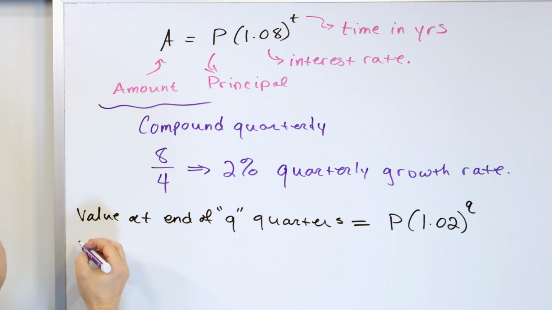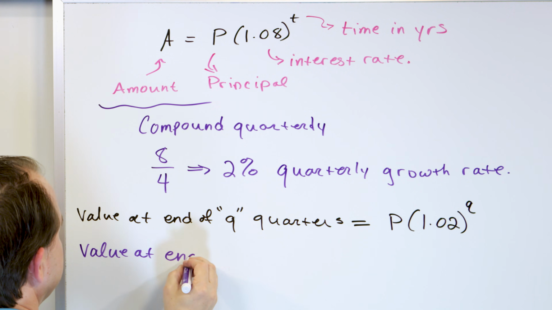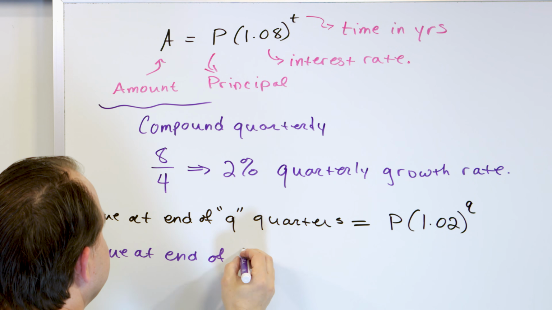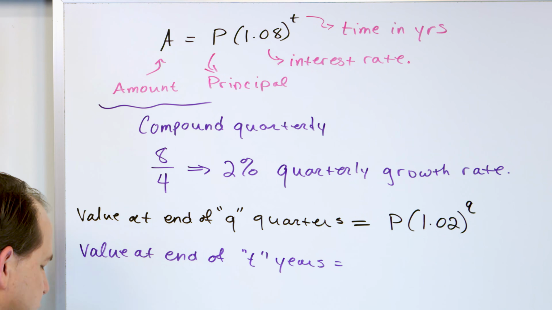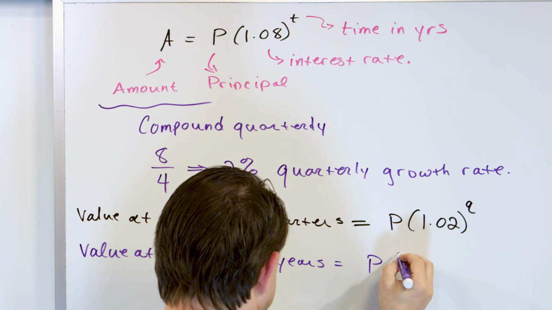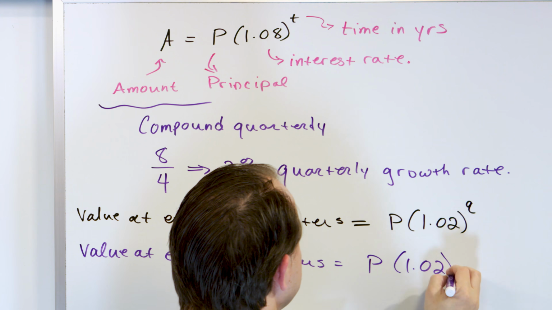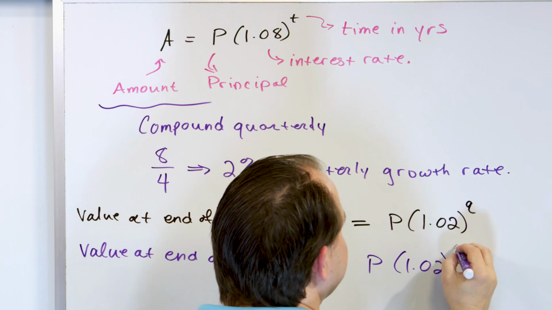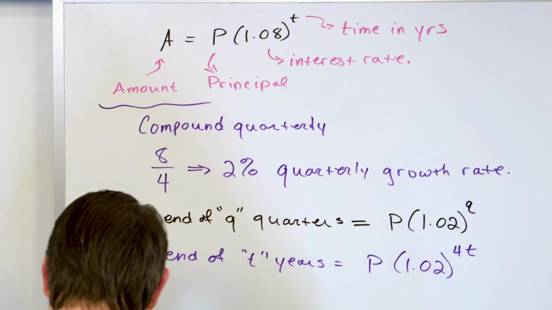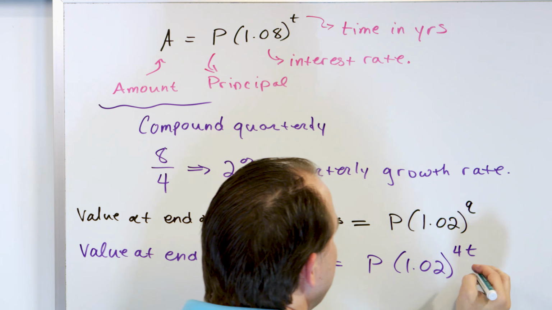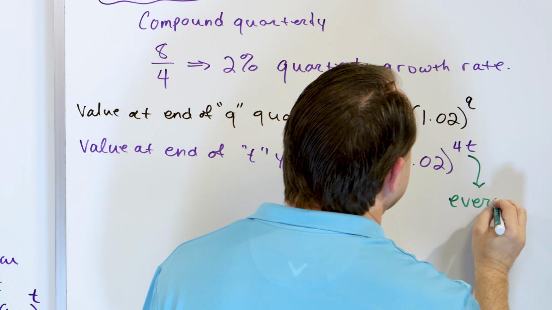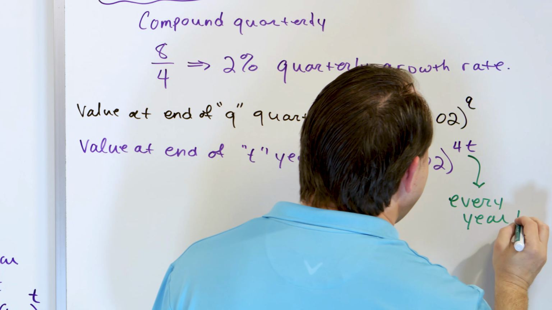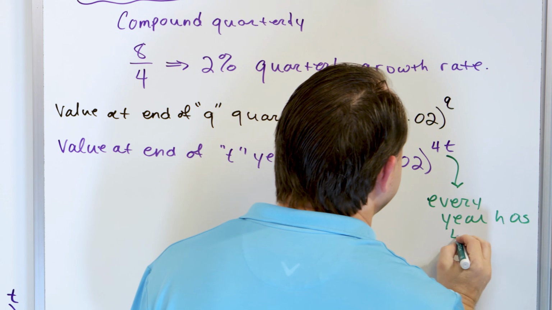Okay, so then you can say the value at the end of T years, when I'm compounding quarterly like this, is going to be equal to the principal times 1.02. Now, instead of Q, you're going to have 4 times T. Why are you going to have 4 times T up here? Why is this 4 times T? Because every year has 4 quarters.